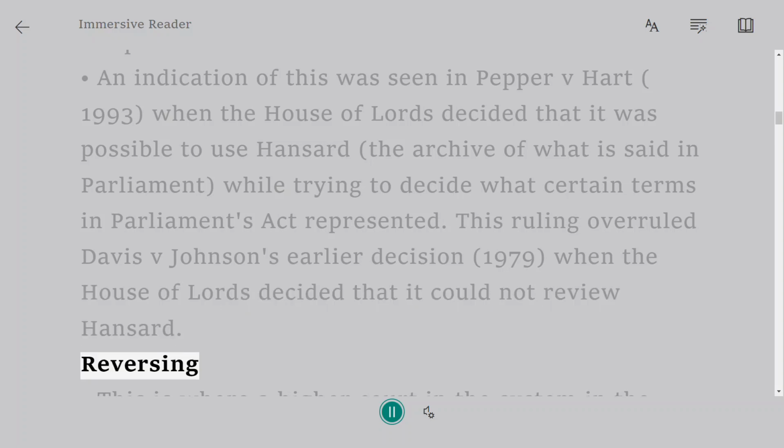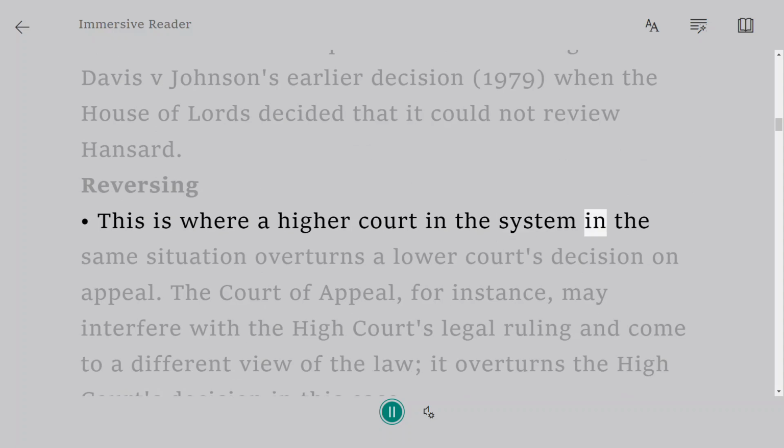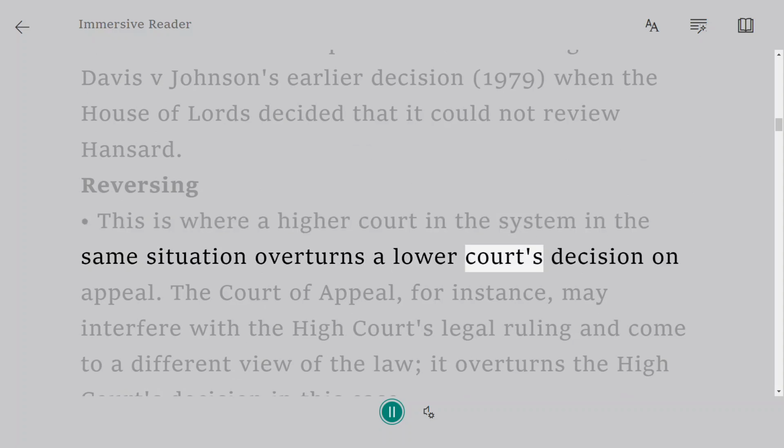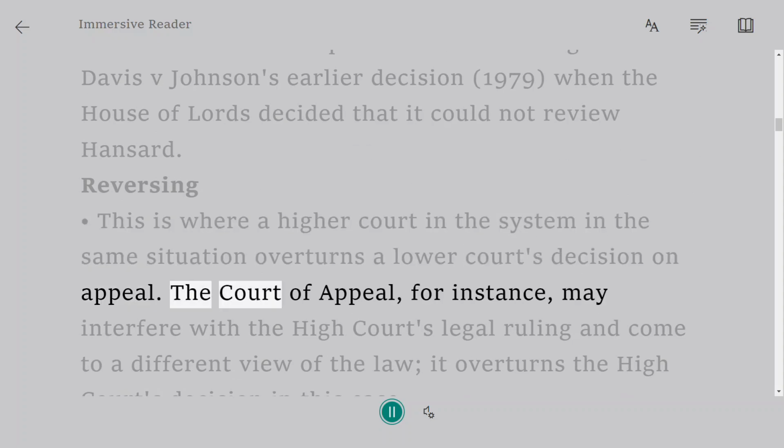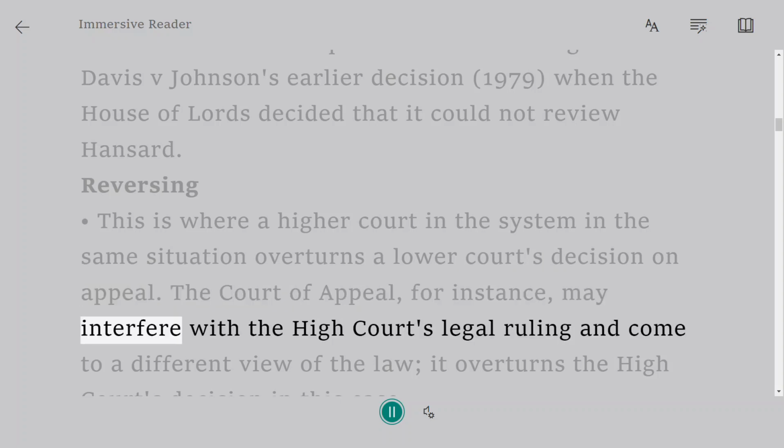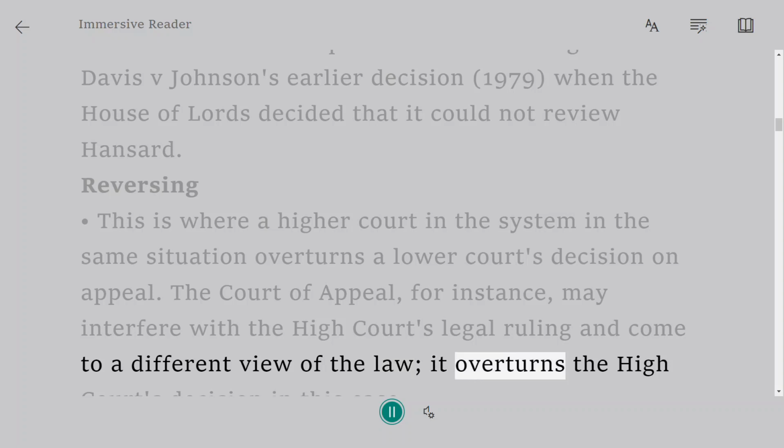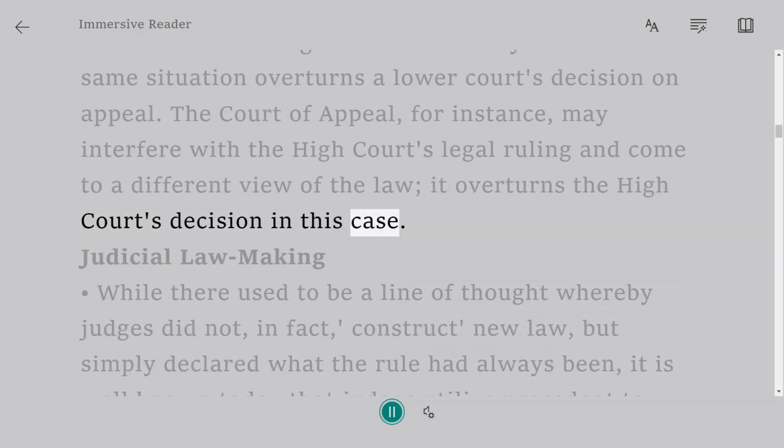Reversing. This is where a higher court in the system in the same situation overturns a lower court's decision on appeal. The Court of Appeal, for instance, may interfere with the High Court's legal ruling and come to a different view of the law. It overturns the High Court's decision in this case.